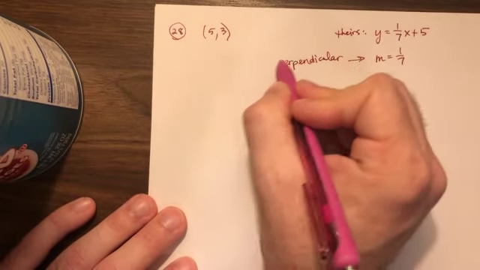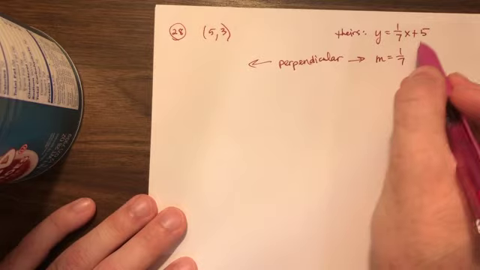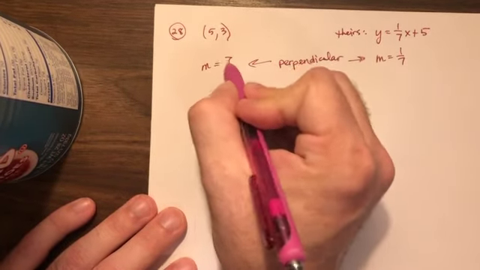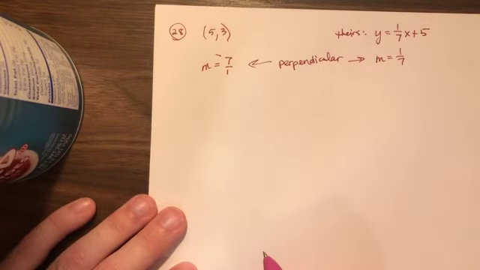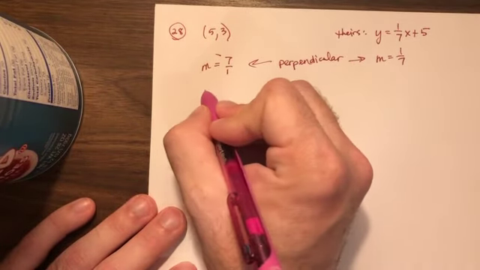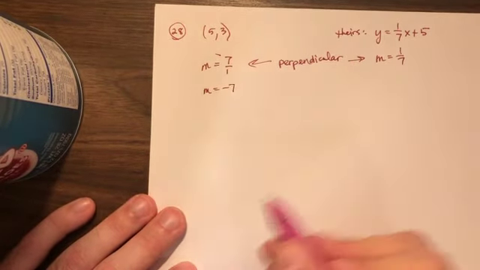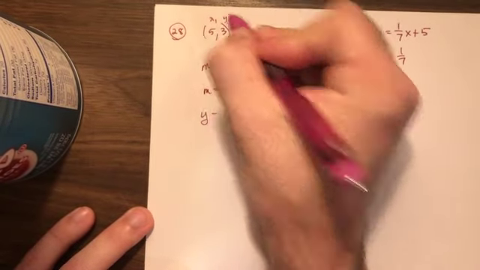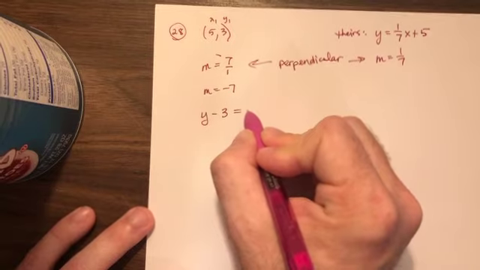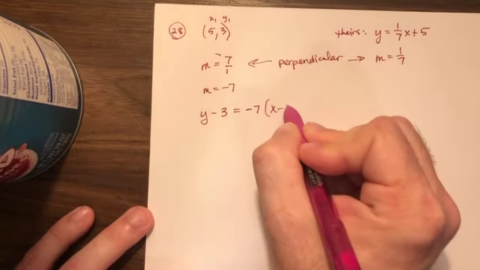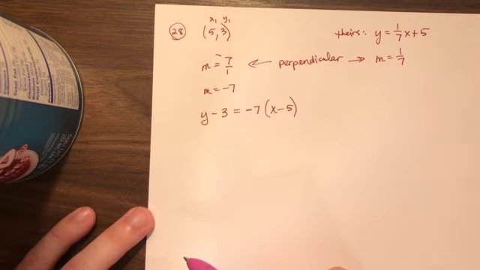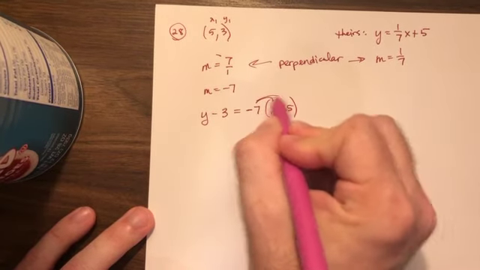Perpendicular. So we want to flip it, change the sign, right? So 7 over 1, and now it's negative. Negative 7. Let me write that better. There we go. Okay, so point slope form, y minus y1 equals negative 7, parentheses, x minus 5. Point slope. But they don't want that. They want slope-intercept. So we're going to distribute.